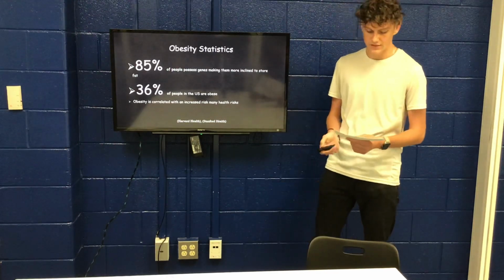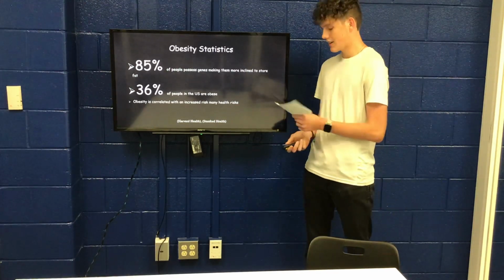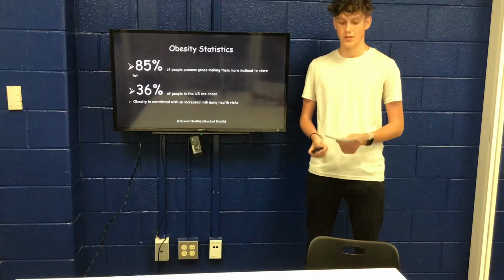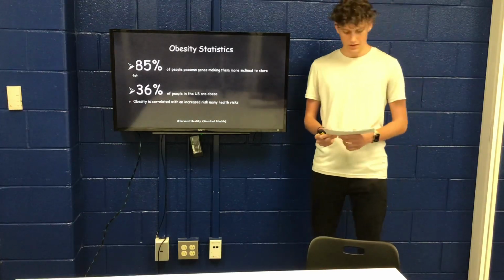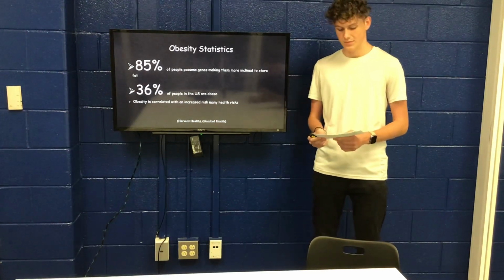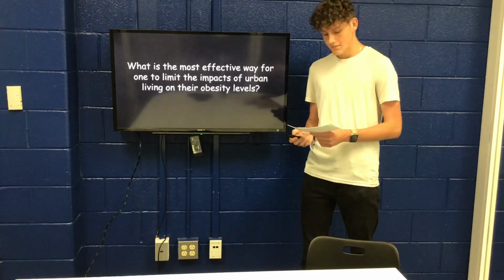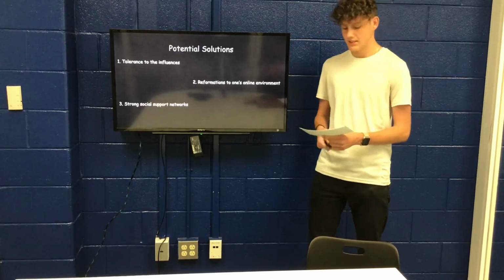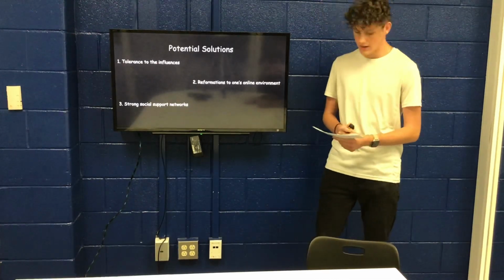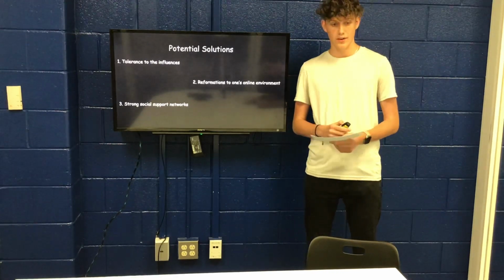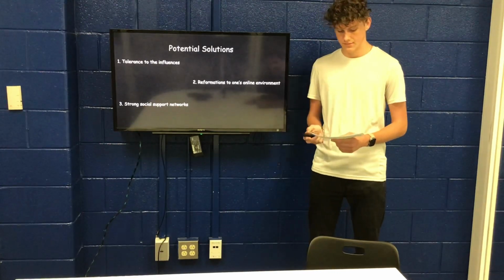So, all of these factors spark the question, what is the most effective way for one to limit the impacts of urban obesity on their urbans living under obesity levels? Some possible solutions to this problem include developing tolerance, reformations to an online environment, and strong support networks.